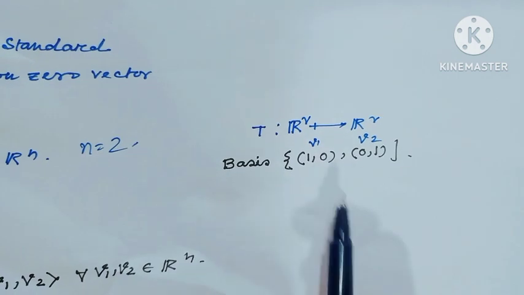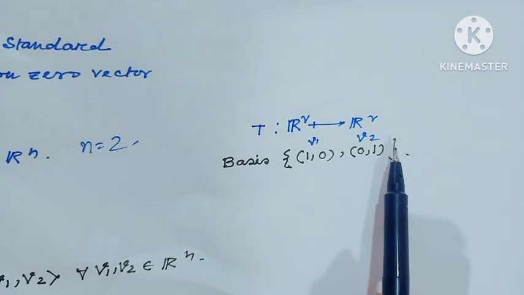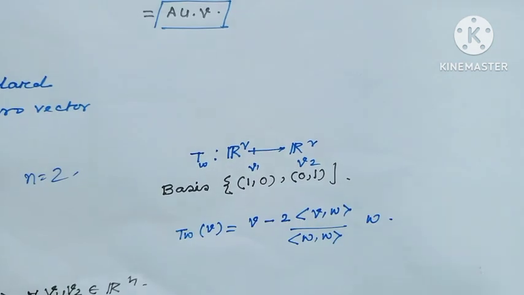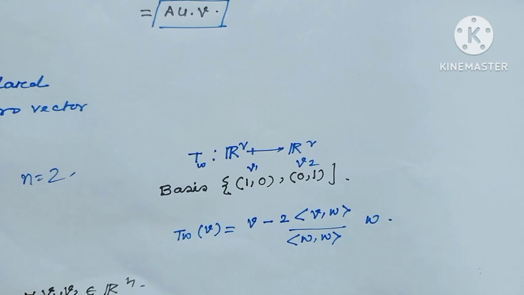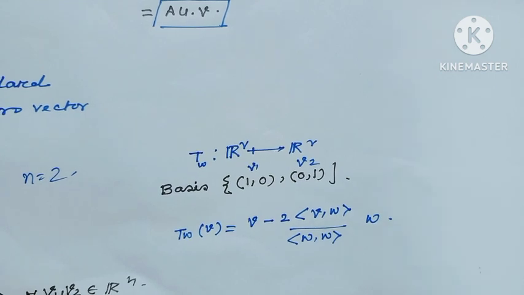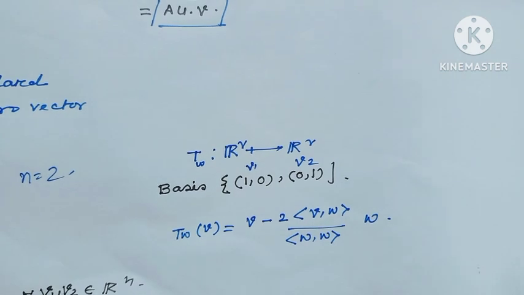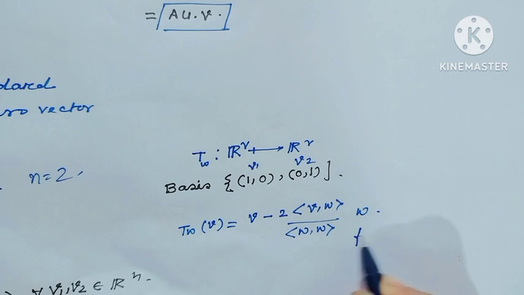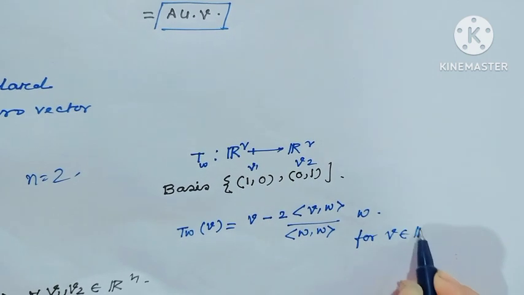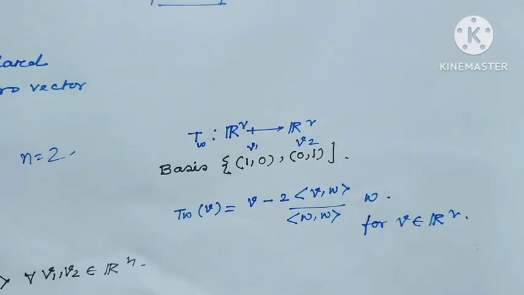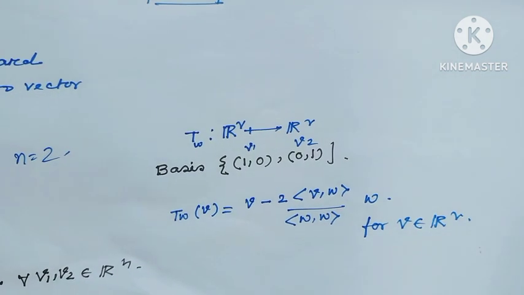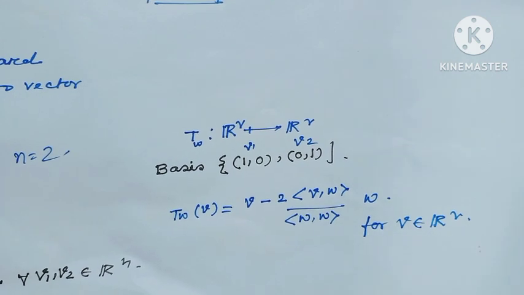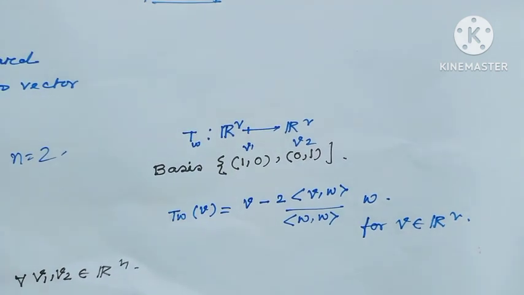Consider T, defined from R2 to R2. Here the linear transformation denoted as T_W(V) is equal to V minus 2 times the inner product of V and W divided by the inner product of W with W, times W. And this is true for all V belonging to R2. Since T_W is defined from R2 to R2, the basis vectors in R2, as we all know, are (1, 0) and (0, 1).